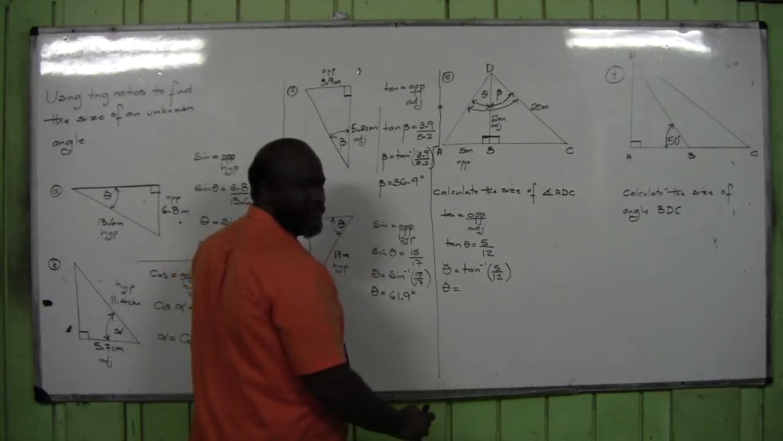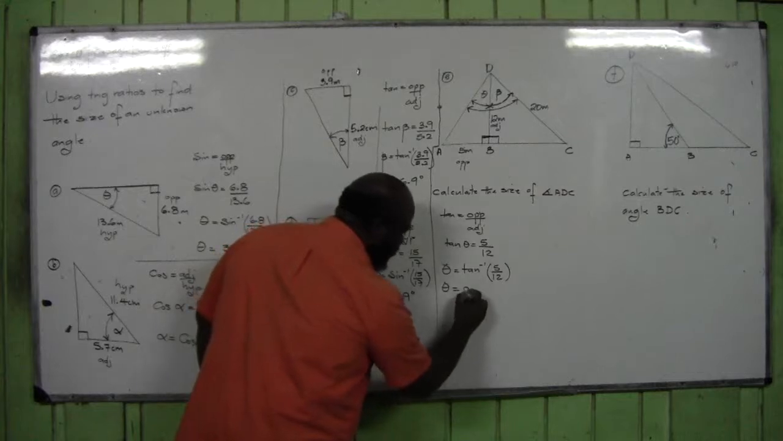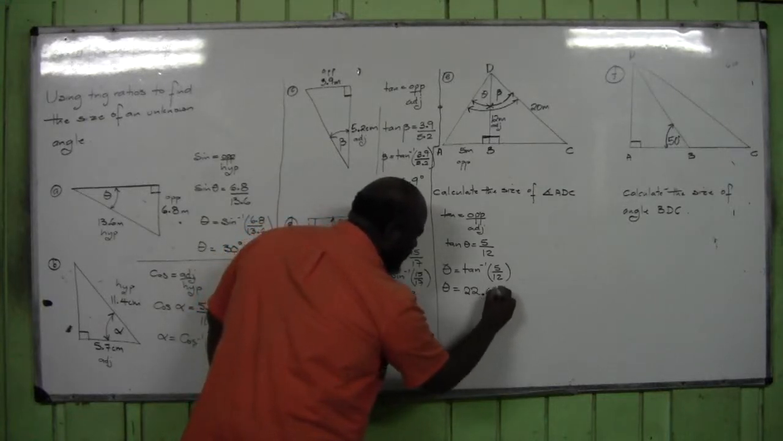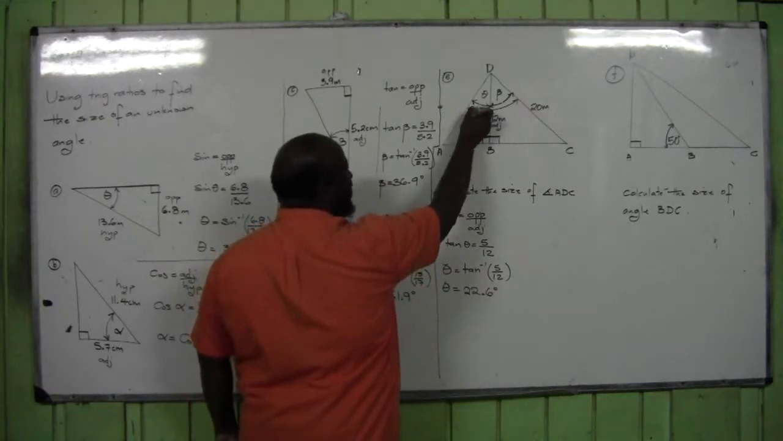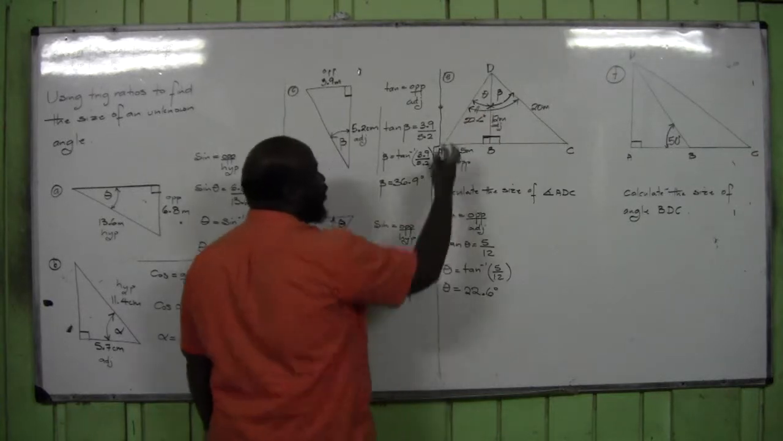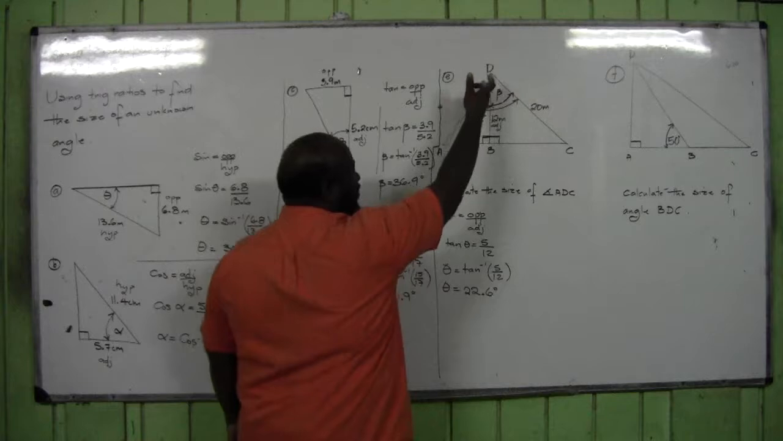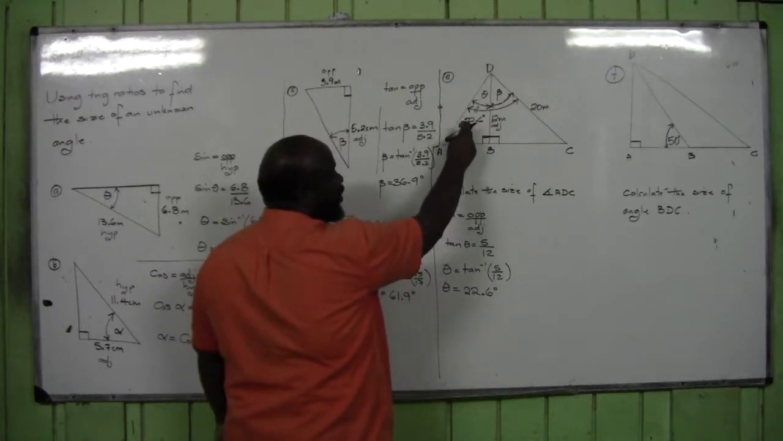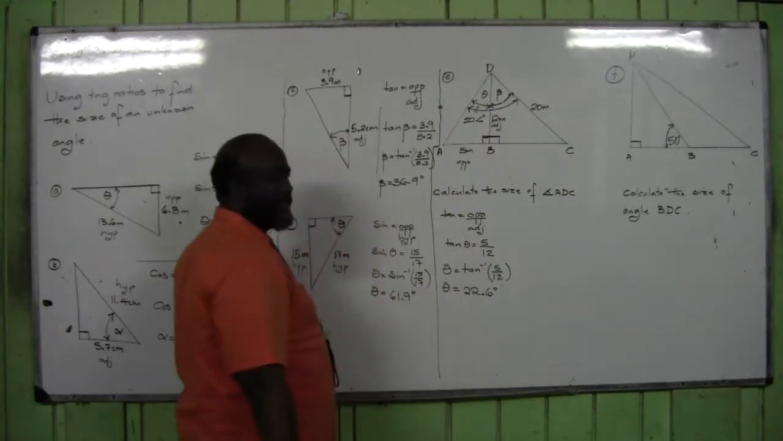Theta is equal to 22.6 degrees. So this piece of the angle is 22.6. Remember, I want the entire thing. But this piece is 22.6. Let us see if we can find this other piece.